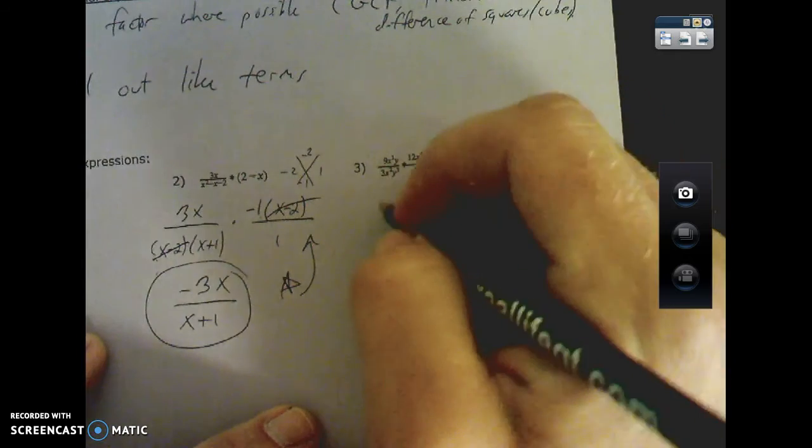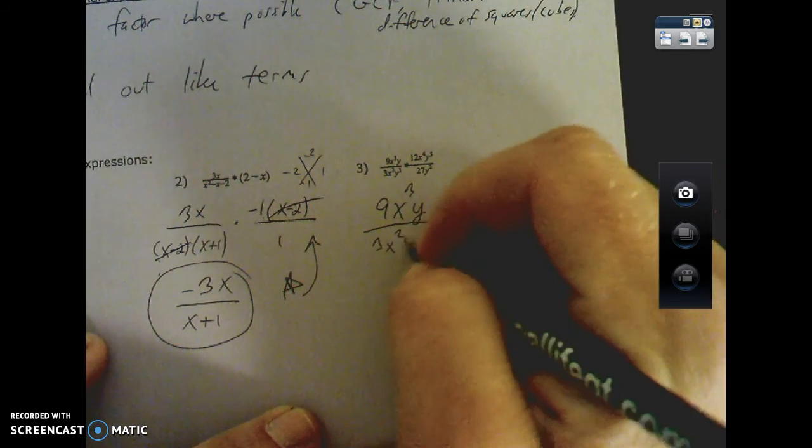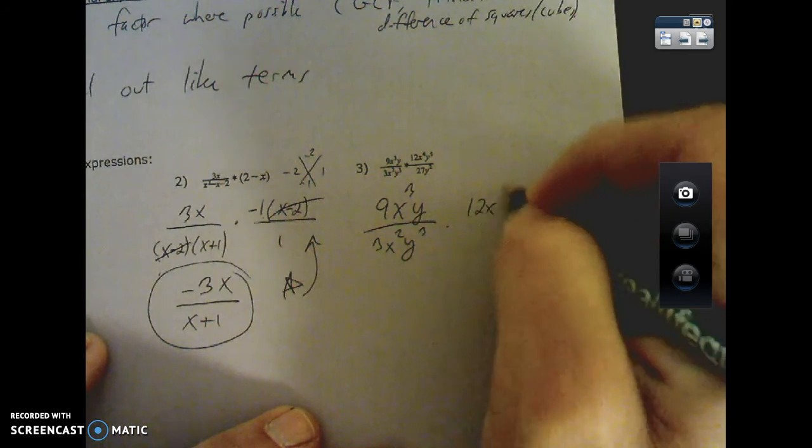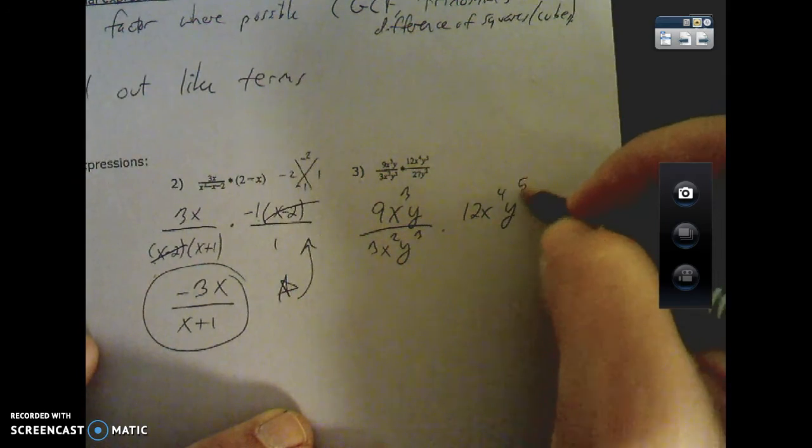Okay, I'm actually going to write this one out because it's really hard to see. 3x squared y to the third, 12x to the fourth. And I'm right in front of it, I can't even see it.